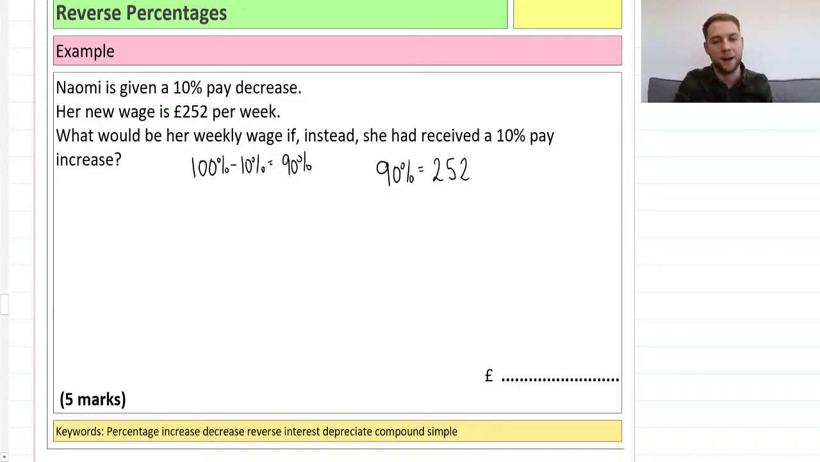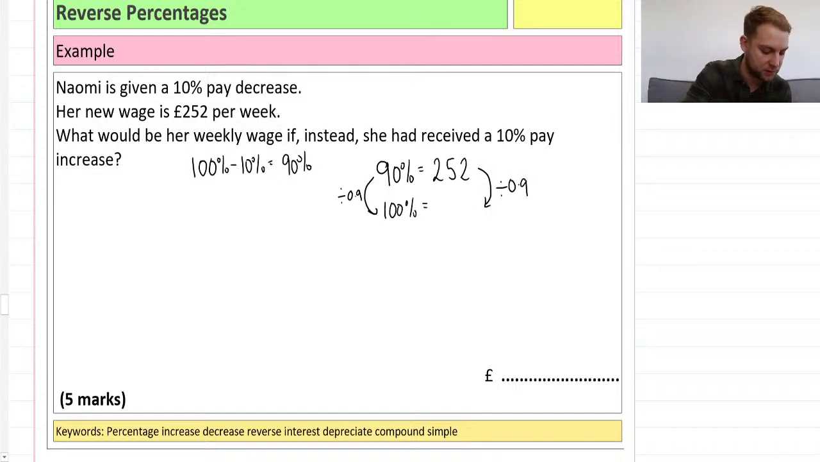So to get to my original amount, if I'm using a calculator, I need to divide by my multiplier. I think this probably was a non-calculator question, but I'll use the calculator methods. So divide by my multiplier, because I know if I divide by my multiplier, I always get back to 100%. Because 90% divided by 0.9 is equal to 100%. Then I'm dividing this by 0.9 as well. So 252 divided by 0.9 is equal to 280. So that was her original amount. That's what she was getting paid.